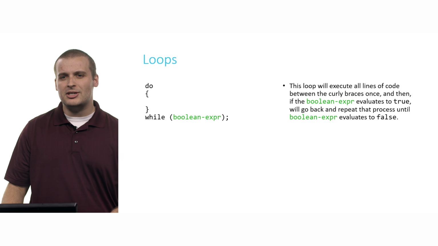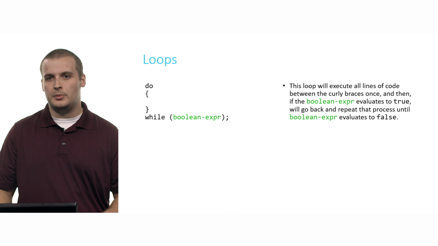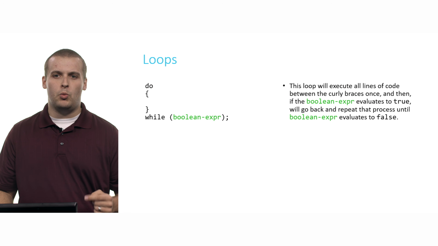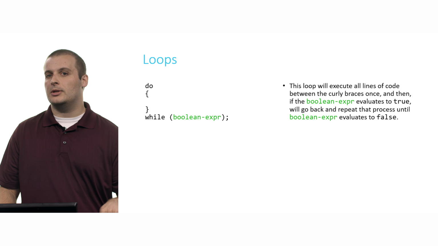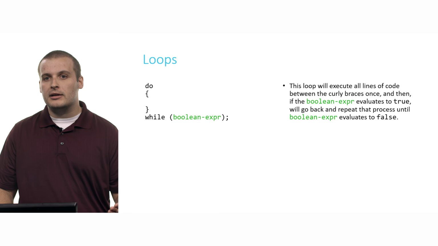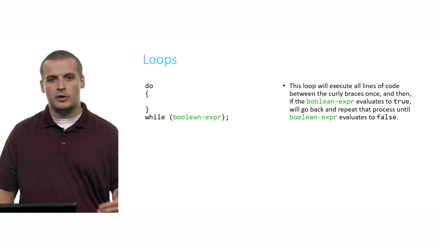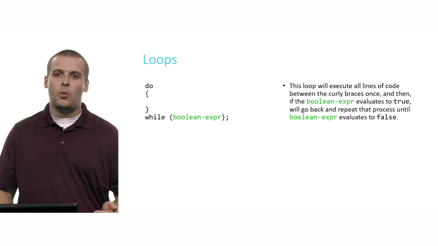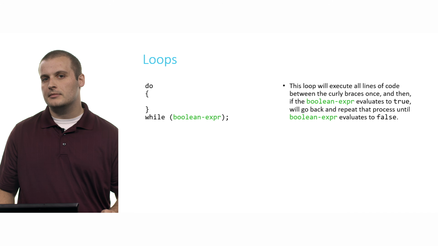The next kind of loop is actually pretty similar. It's called a do-while loop. This loop will execute all of the lines of code between the curly braces once, and then it will check the Boolean expression. If the Boolean expression evaluates to true, it'll go back and repeat that process over and over until the Boolean expression evaluates to false. So this loop, unlike a while loop, is guaranteed to run at least one time. This can be pretty useful.